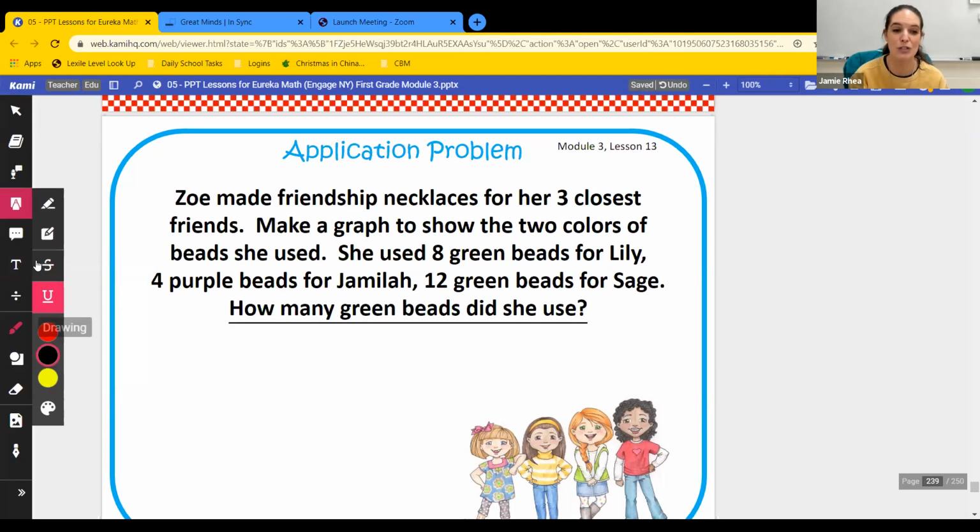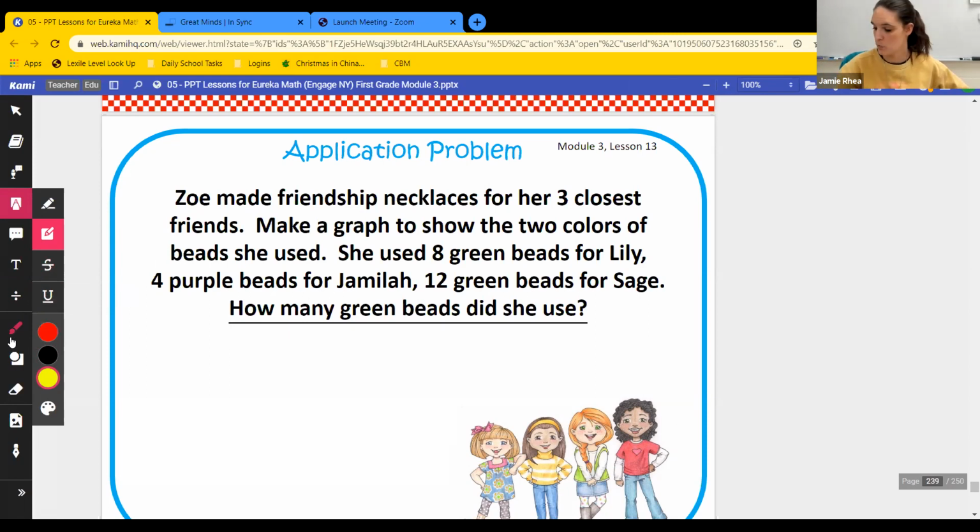Let's go back and look for clues. All right, she made friendship bracelets for her 3 closest friends. Does that tell me anything? That she made necklaces for her 3 friends, but it's not going to give us the information we need. All right, so we have to make a graph that shows 2 colors of beads she used. Ah, now we're getting somewhere. Now we need to make a graph.